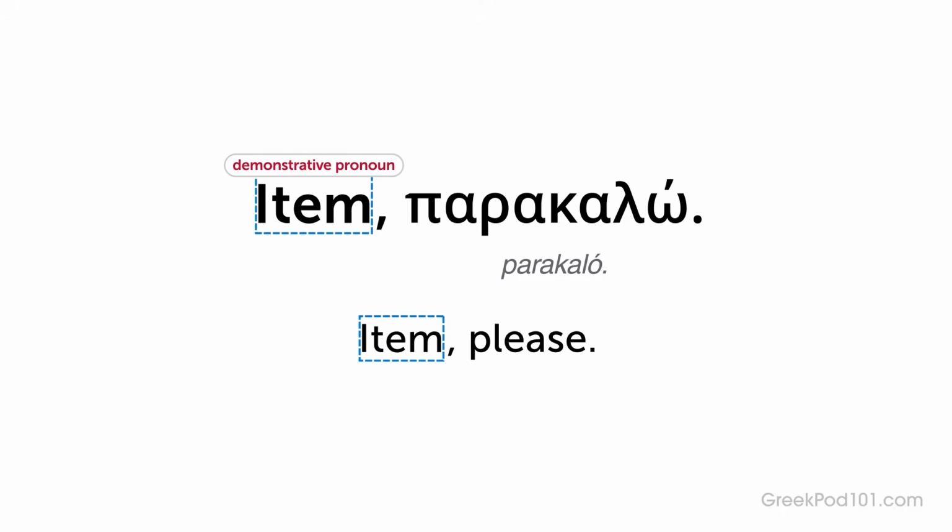The pattern is item παρακαλώ, item, please. To use this pattern, simply replace the item placeholder with the thing you want. Note, this pattern requires a demonstrative pronoun, which is determined by the location, gender, and the number of the desired item.